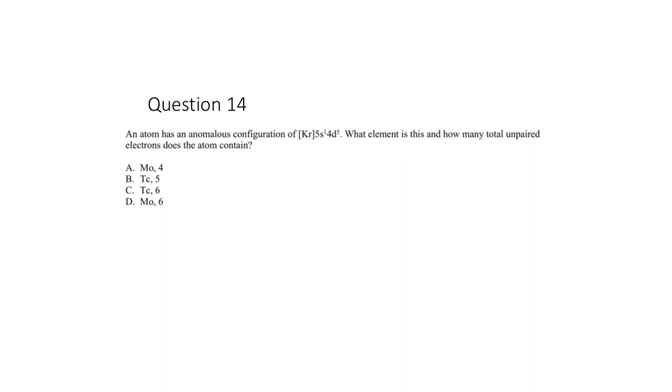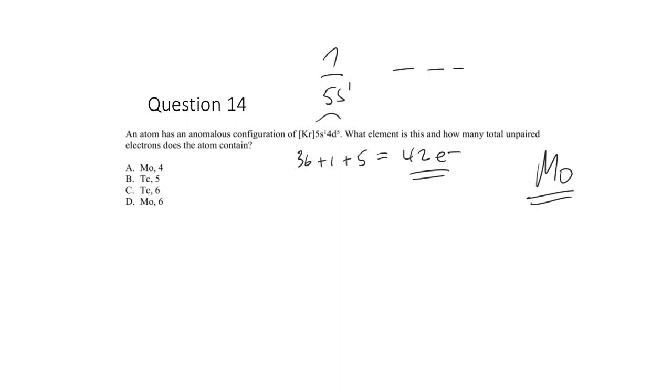14. An atom with this anomalous configuration, what is the element? How many total unpaired electrons does the atom have? So krypton, 5s1. Krypton's 36 electrons, plus 1 plus 5 would give me a total of 42 electrons. So I'm looking for element number 42, and that should be molybdenum, and it is. So this is molybdenum. And then we have a total of 6 unpaired electrons. I have my 5s1, my 4d, 1, 2, 3, 4, 5. So 6 valence electrons.